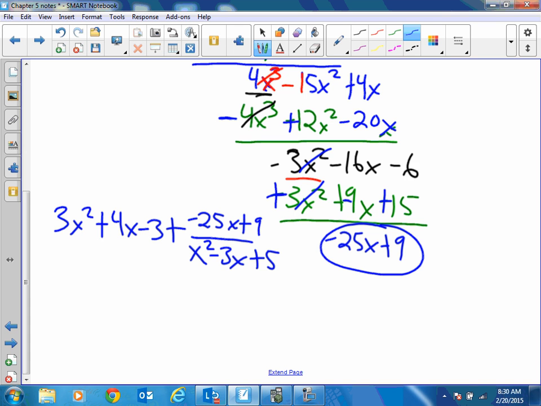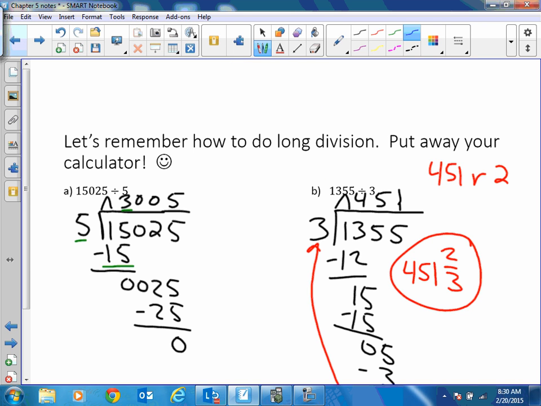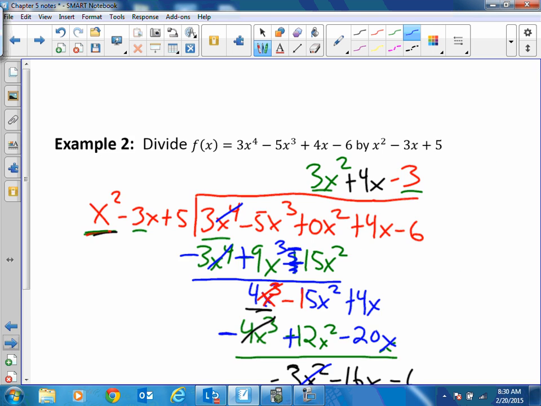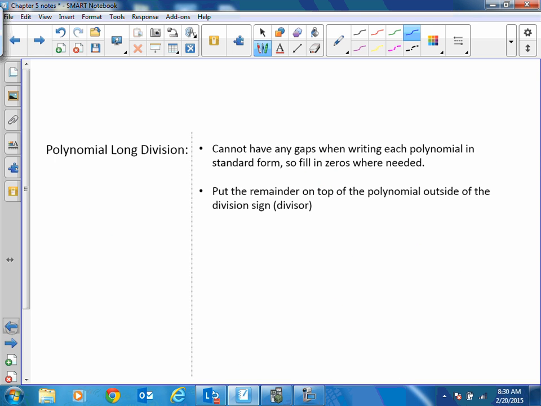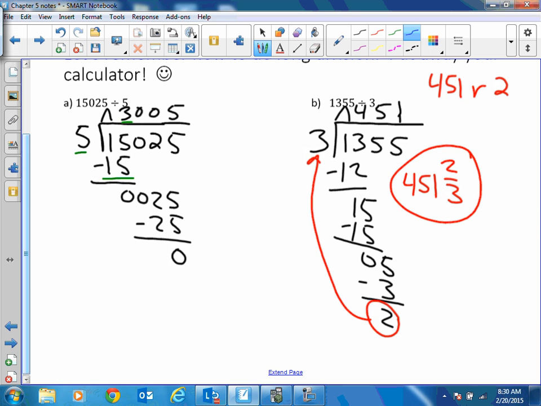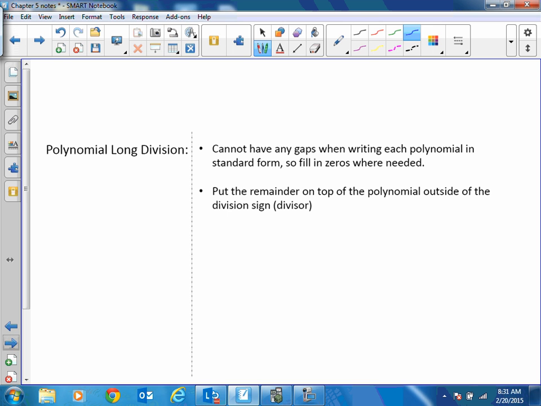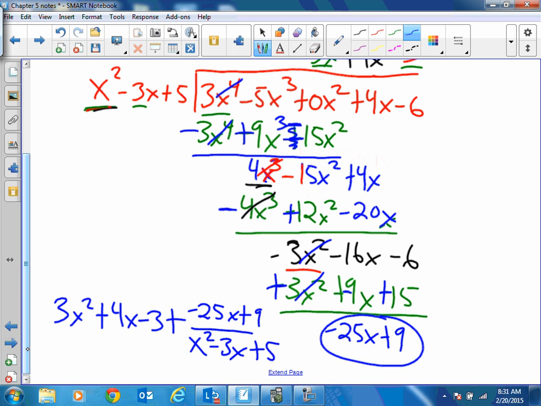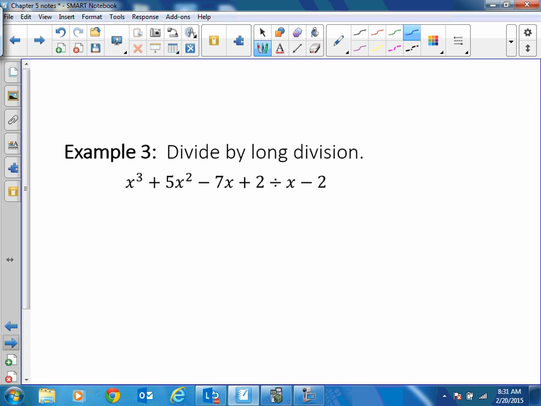It's the same as when we went through here and we put the 2/3 right here. That's like plus 2/3, except we didn't write plus 2/3, okay? Same thing here. We had the remainder of 2, so we did 2 divided by 3 and put that at the end, okay? This time we had negative 25x plus 9 over x squared minus 3x plus 5, and we put that at the end as a plus, okay? So always just put a plus so you don't have to worry about the negatives or anything like that, okay? I know that's difficult, not easy, but that's how you do that, okay?